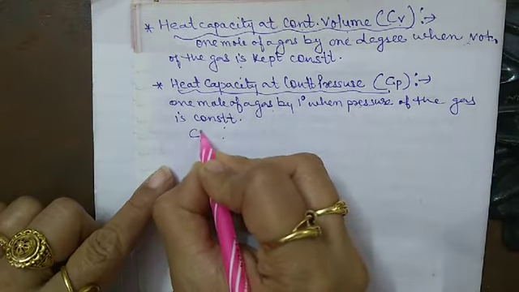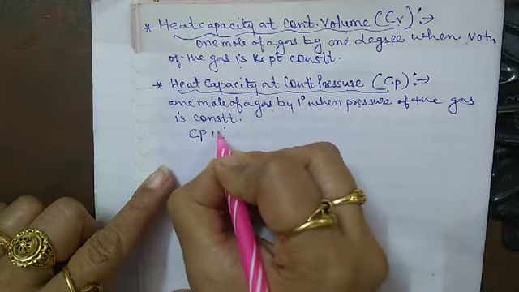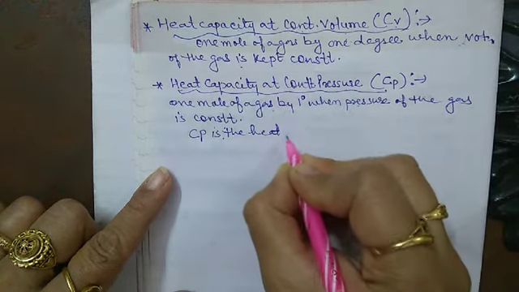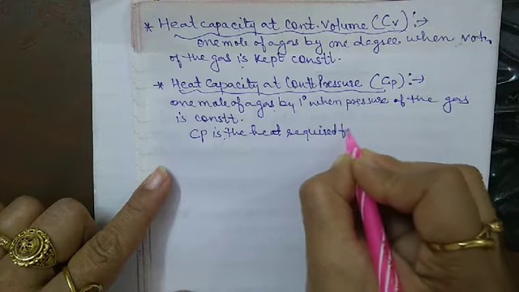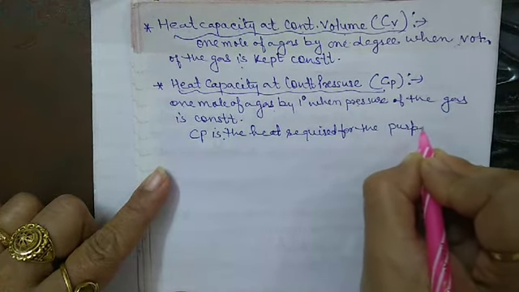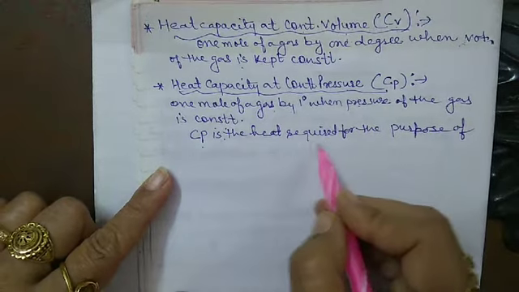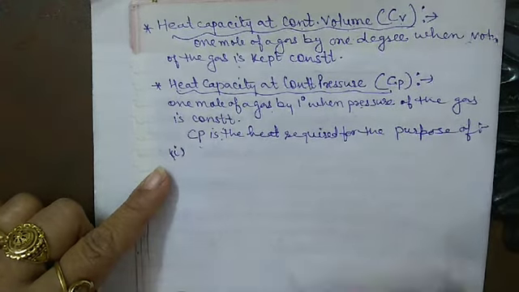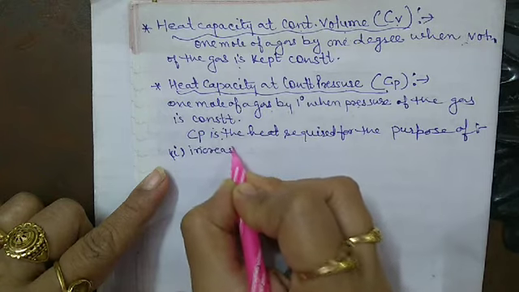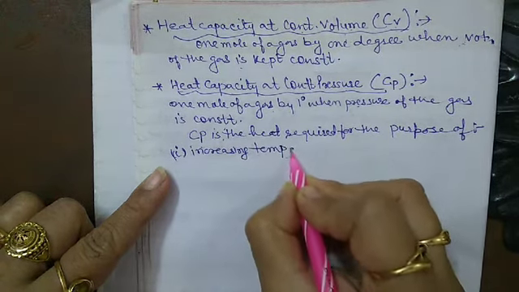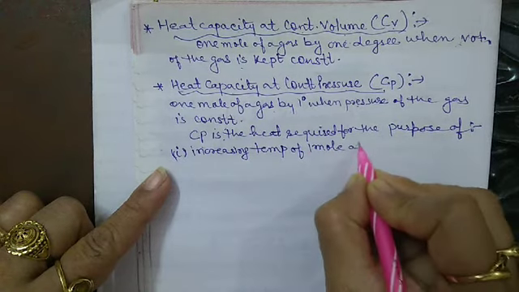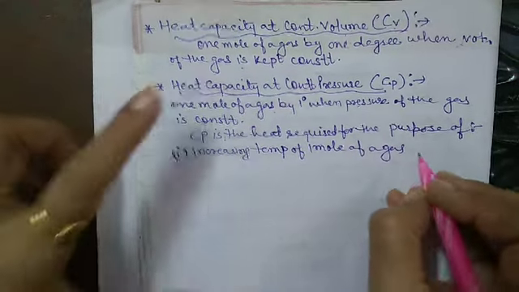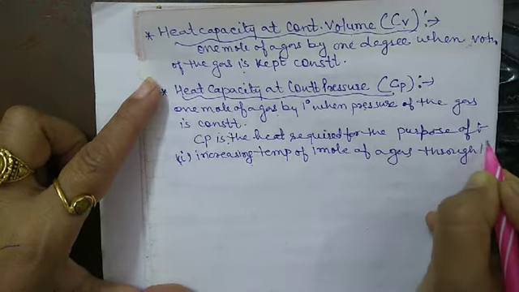So therefore Cp, the heat capacity at constant pressure, is the amount of heat which is required for the purpose of, the first one is increasing the temperature of 1 mole of gas through 1 degree.